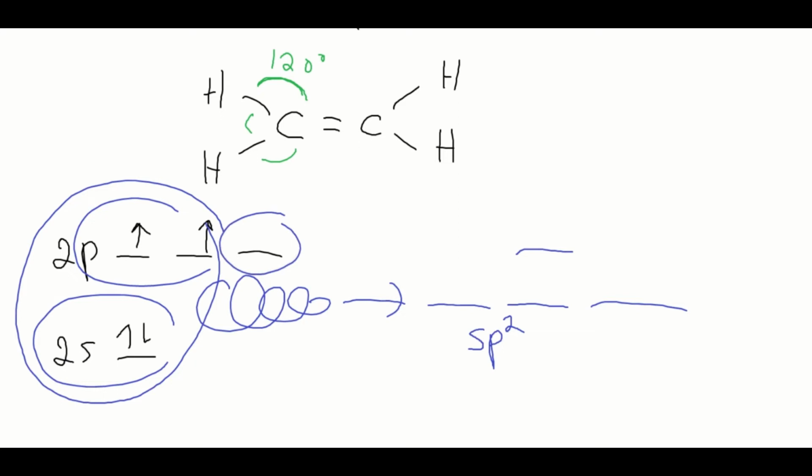It was never mixed. It was never hybridized. That's just called your unhybridized p orbital. Okay, now let's go make this molecule. Now that we have 3 equivalent orbitals.